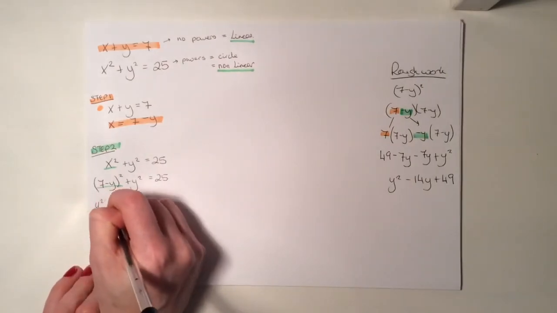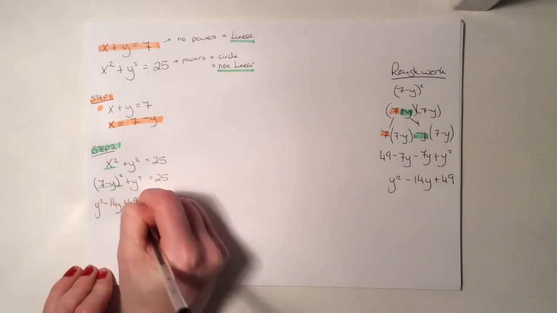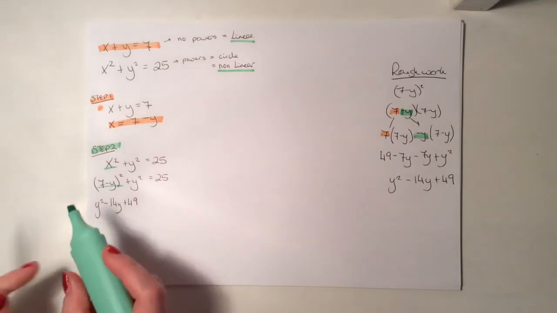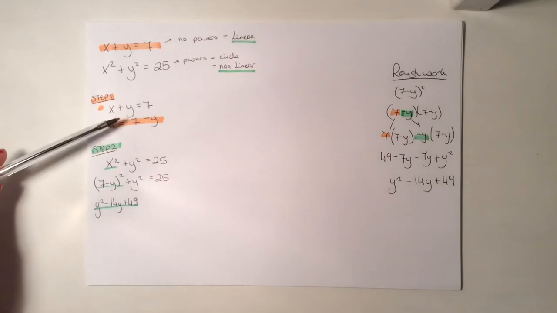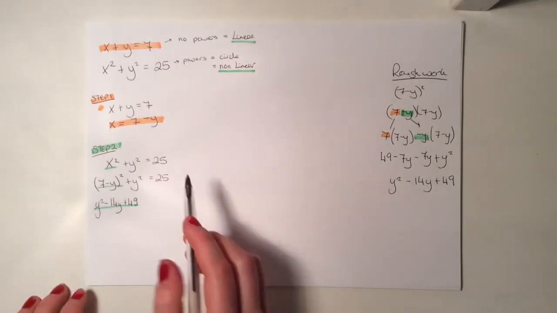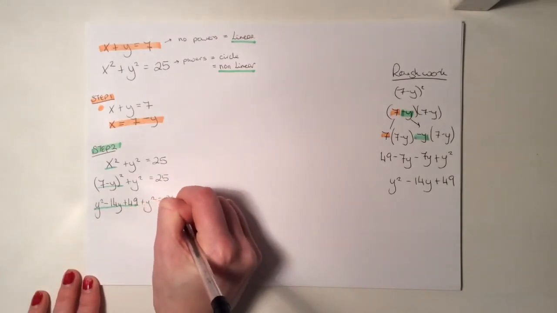So y squared minus 14y plus 49. So this replaces this, okay? That is the same thing. So x squared, I put in my value of x, I squared it out, it expanded into this. Haven't used y squared 25 yet, so bring them on down.